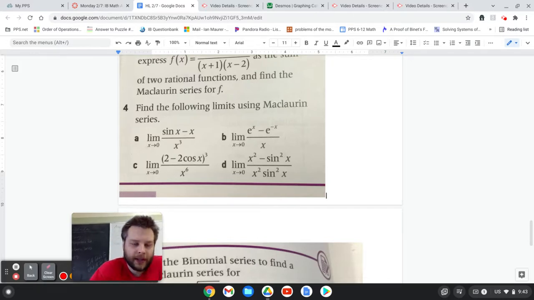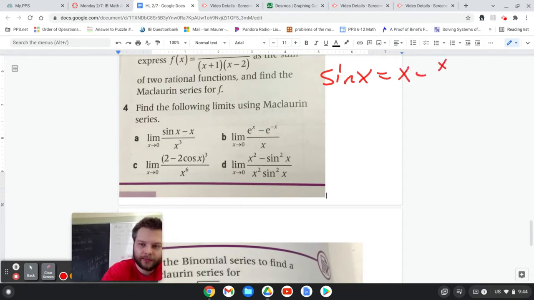So if I look at part A, sine of x minus x over x cubed, I'm just going to use the formula for sine of x. So we know that sine of x, and you should be able to construct this, but rather than construct it every time over and over again, you should be able to just jump to the formula. So it's an alternating sum of the odd powers.